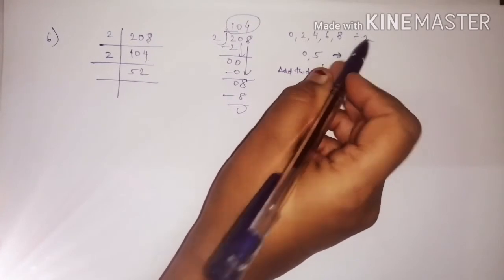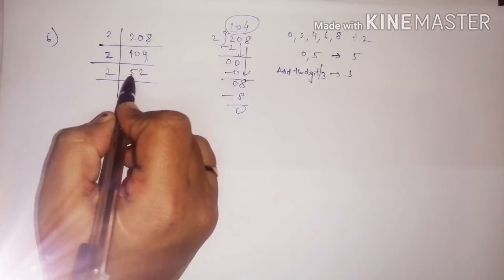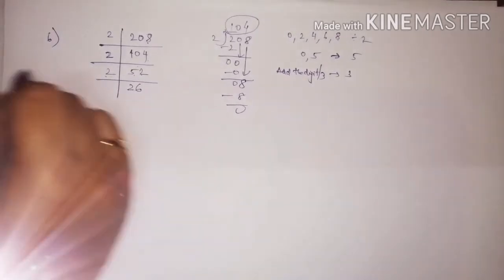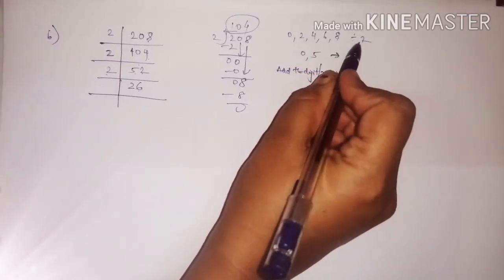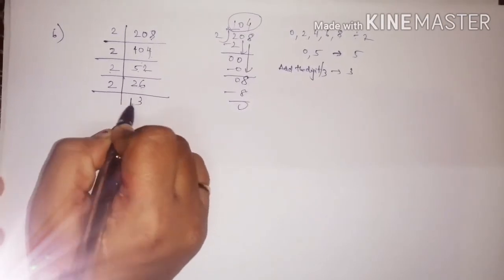It will get divided by 2 only, and 2 is our prime number. We want all prime numbers only. So if you divide 52 by 2, 2 2s is 4, 1 remains, 2 6s are 12. Now again 26, units place is 6. It will get divided by 2. So if you divide, 2 1s is 2, 2 3s is 6.